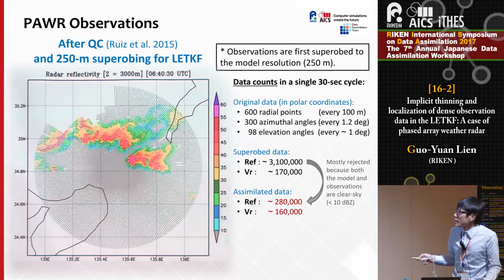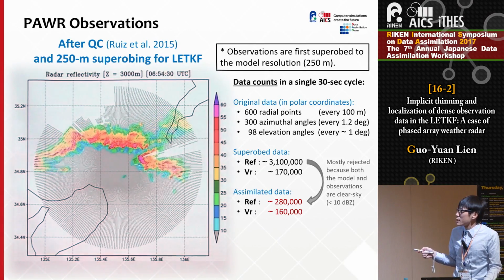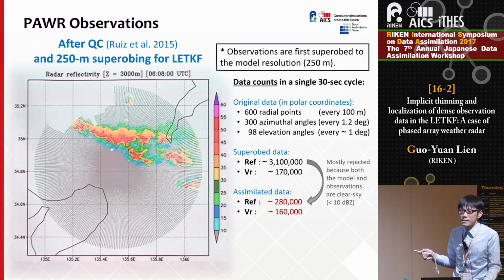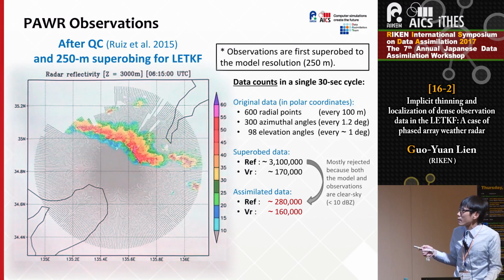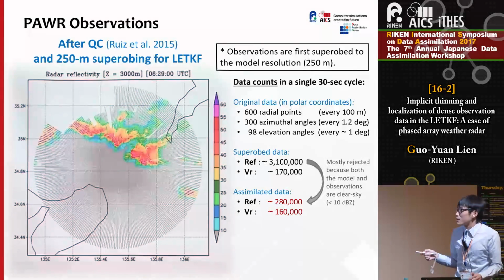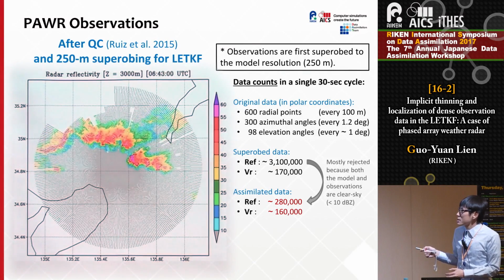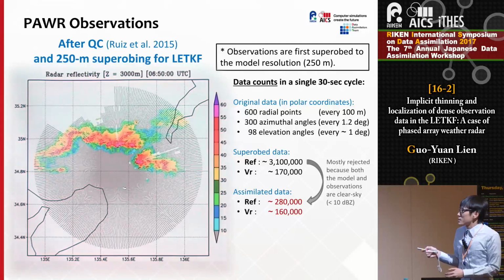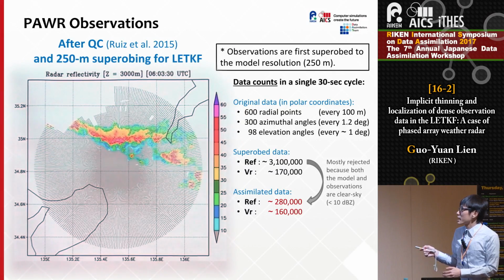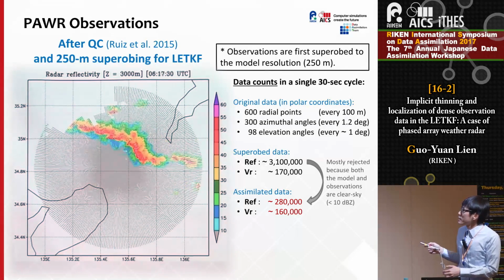This animation shows the result of the superobbing. In the area close to the radar center, almost every 250-meter grid has one observation. In the farther area, there are some gaps, but overall the density is still very high. The number of superobbed data is about 3 million for reflectivity, and about 170,000 for radial velocity every 30 seconds.